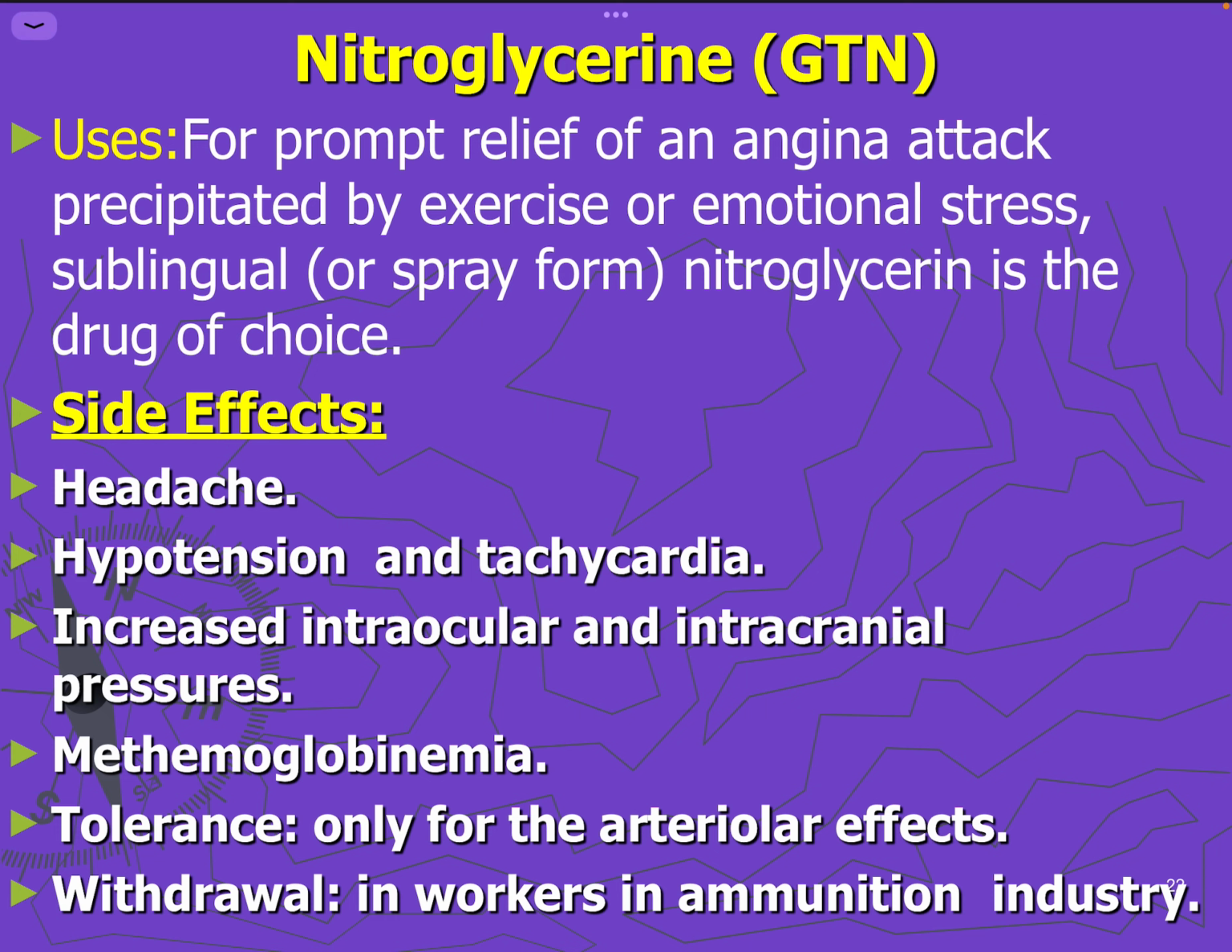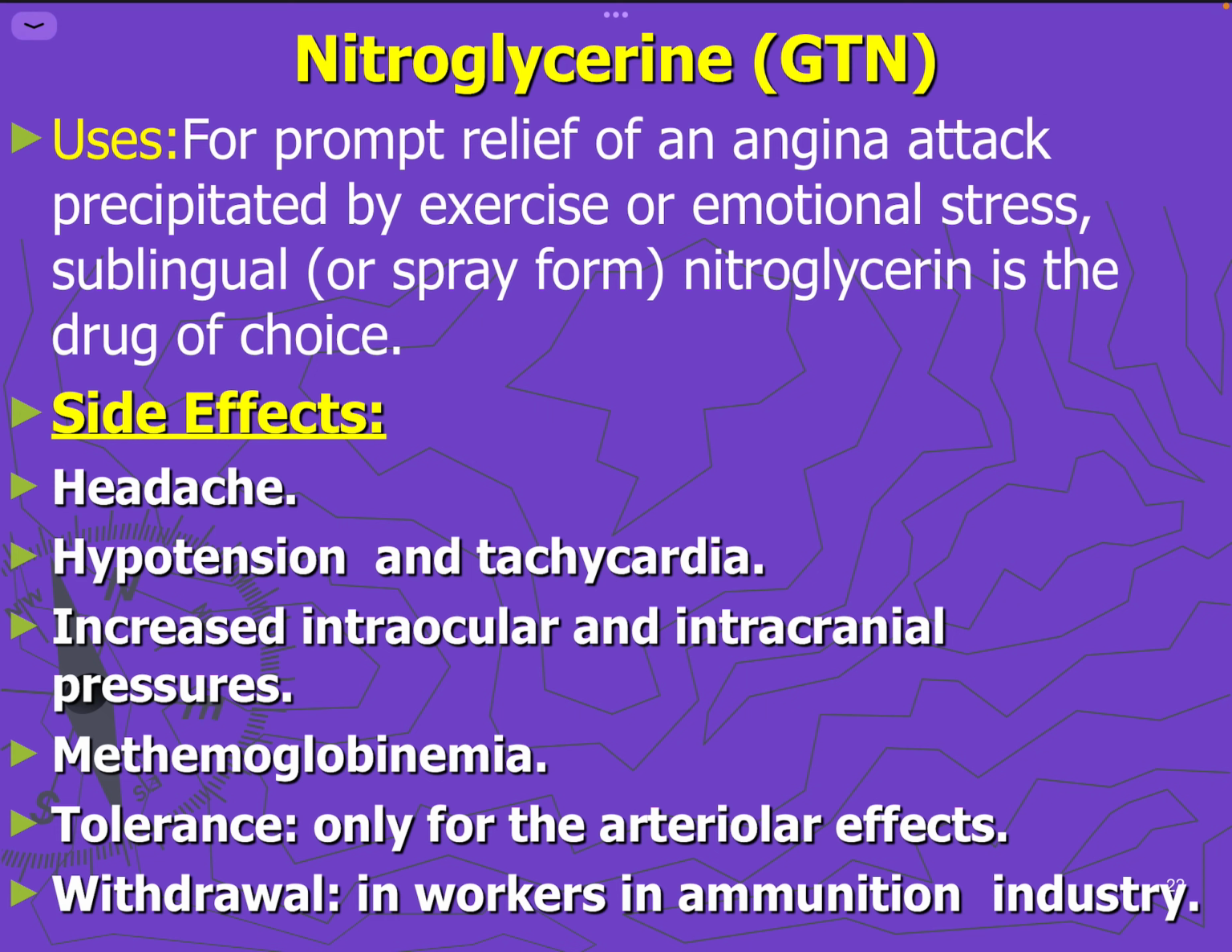Again, it causes hypertension and tachycardia, and we said this is the initial effect, and usually tolerance develops to this side effect. It can cause an increase in the intraocular and intracranial pressure. It causes methemoglobinemia, and we said tolerance develops for this arteriolar effect, the tachycardia and the hypertension.